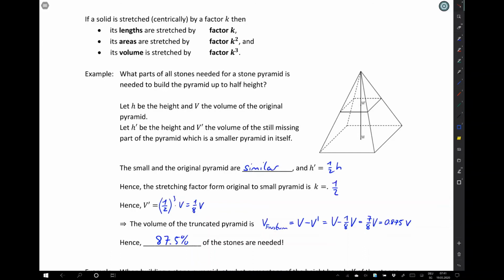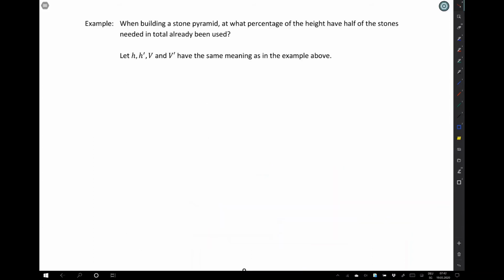I think that probably very few of you guessed that such a huge percentage of the stones would be needed for the first half. Now try this example on your own, which is just the opposite of before. Before we were given that the height of this frustum, of this bottom part, was half of the top height. Now we know that the volume of the frustum, of this bottom part, is half of the total pyramid, and we want to know at what percentage of the total height of the pyramid are you when you have used half the stones. Stop the film, and then you can watch how my solution looks like.